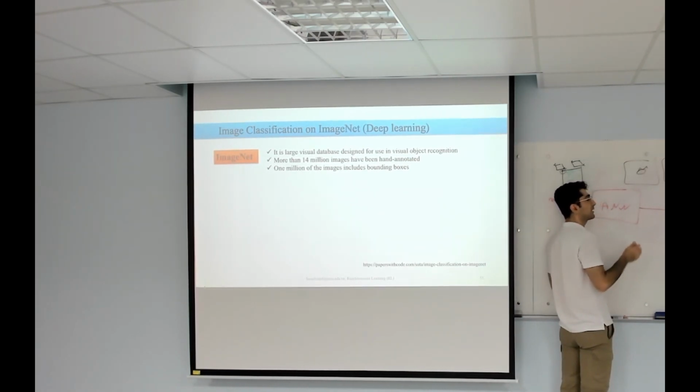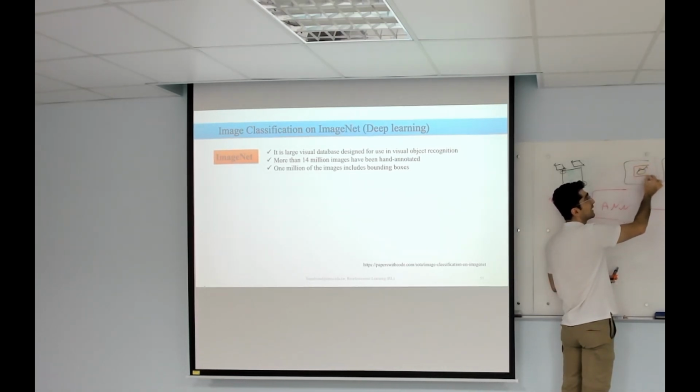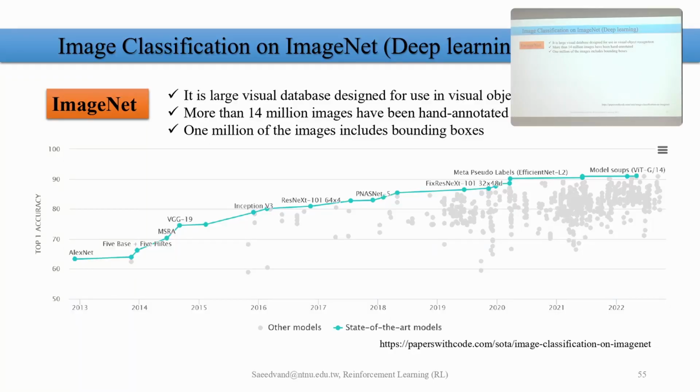Meanwhile, we are finding the class of the object, which we can indicate with bounding boxes. That bounding box is also indicated for more than 1 million images over there.